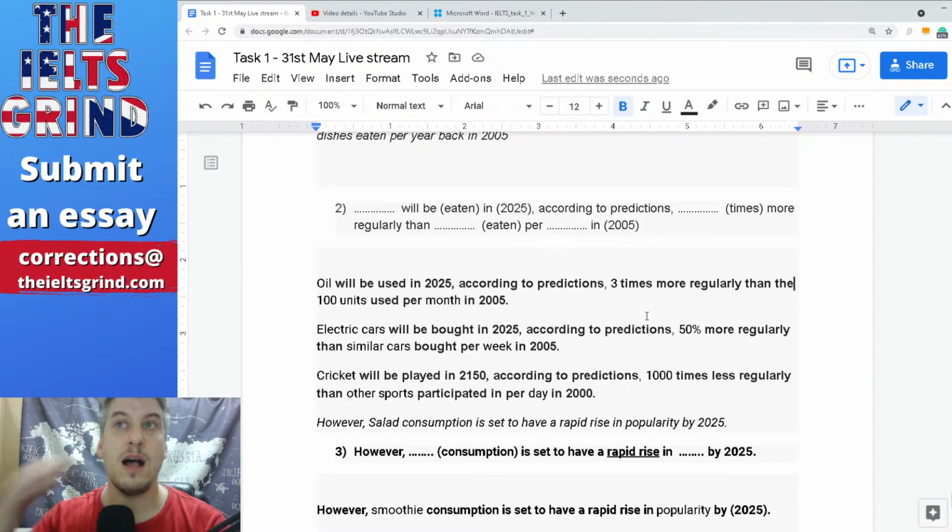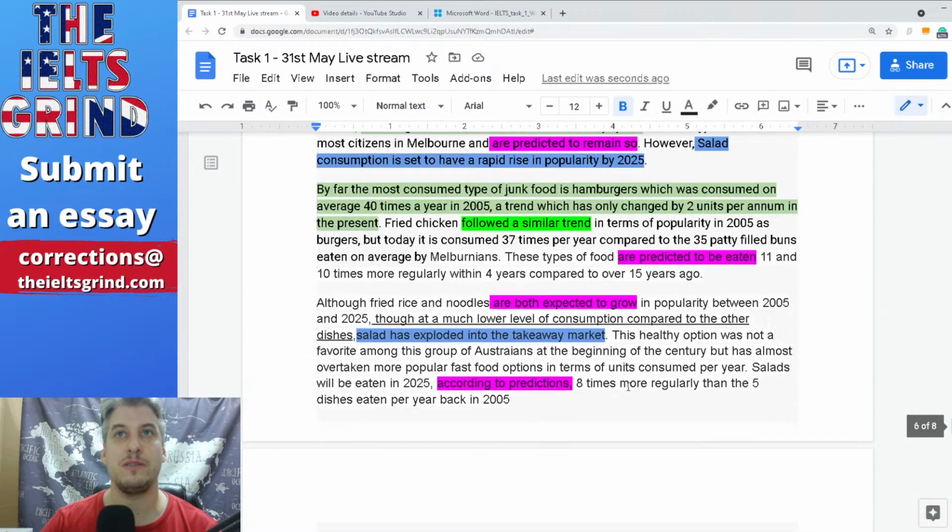Just a sec. So, electric cars will be bought in 2025, according to predictions, 50 times more regularly than similar cars bought per week in 2005. Cricket will be played in 2150, according to predictions, 1,000 times less regularly than other sports participated in per day in 2000. What a shame. So yeah, let's go back up to that sentence.